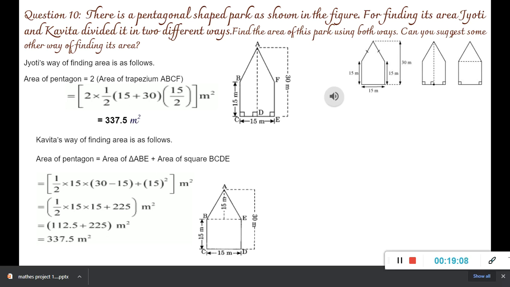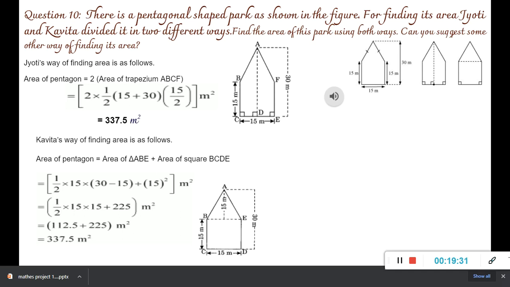Now half into 15 into 15 plus 225. 15 into 15 is again 225, half of that is 112.5, plus 225 is equal to 337.5 meters square. Like this, both Jyoti and Kavita found the area of the pentagonal shape, right?